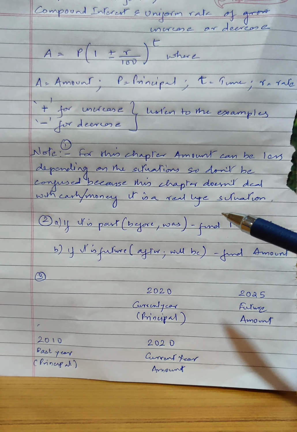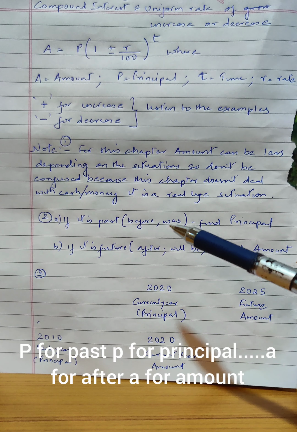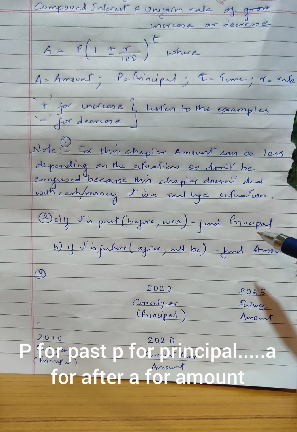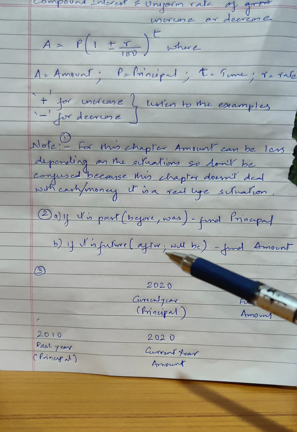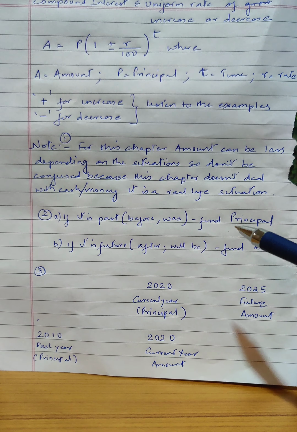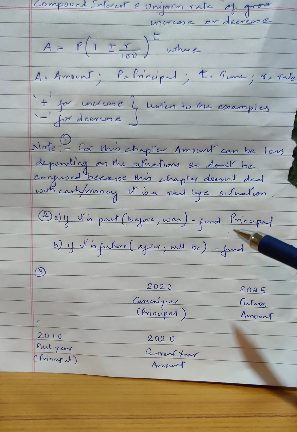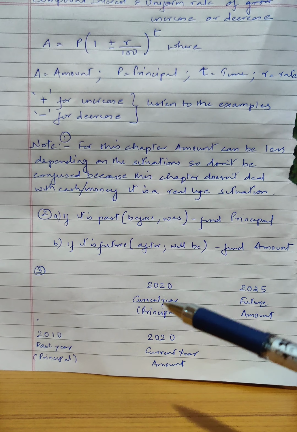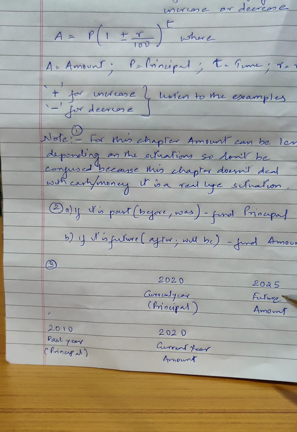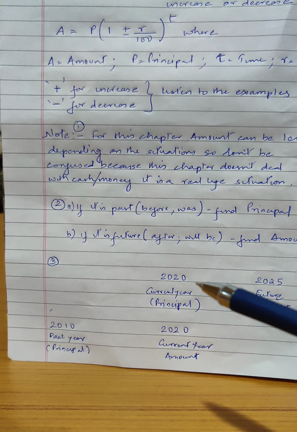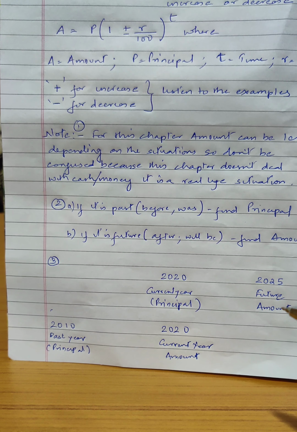Okay, now the next thing that you need to note is if you are talking of the past, with words like before and was, we need to find principal. And if you are talking about the future, with words like after and will be, we need to find amount. If your English grammar is in perfect place, this chapter is a piece of cake for you. Let's take one more example. Let's say we are in 2020, the current year, and we are talking of 2025, the future. So under this situation, your 2020 is the principal and your future is the amount.